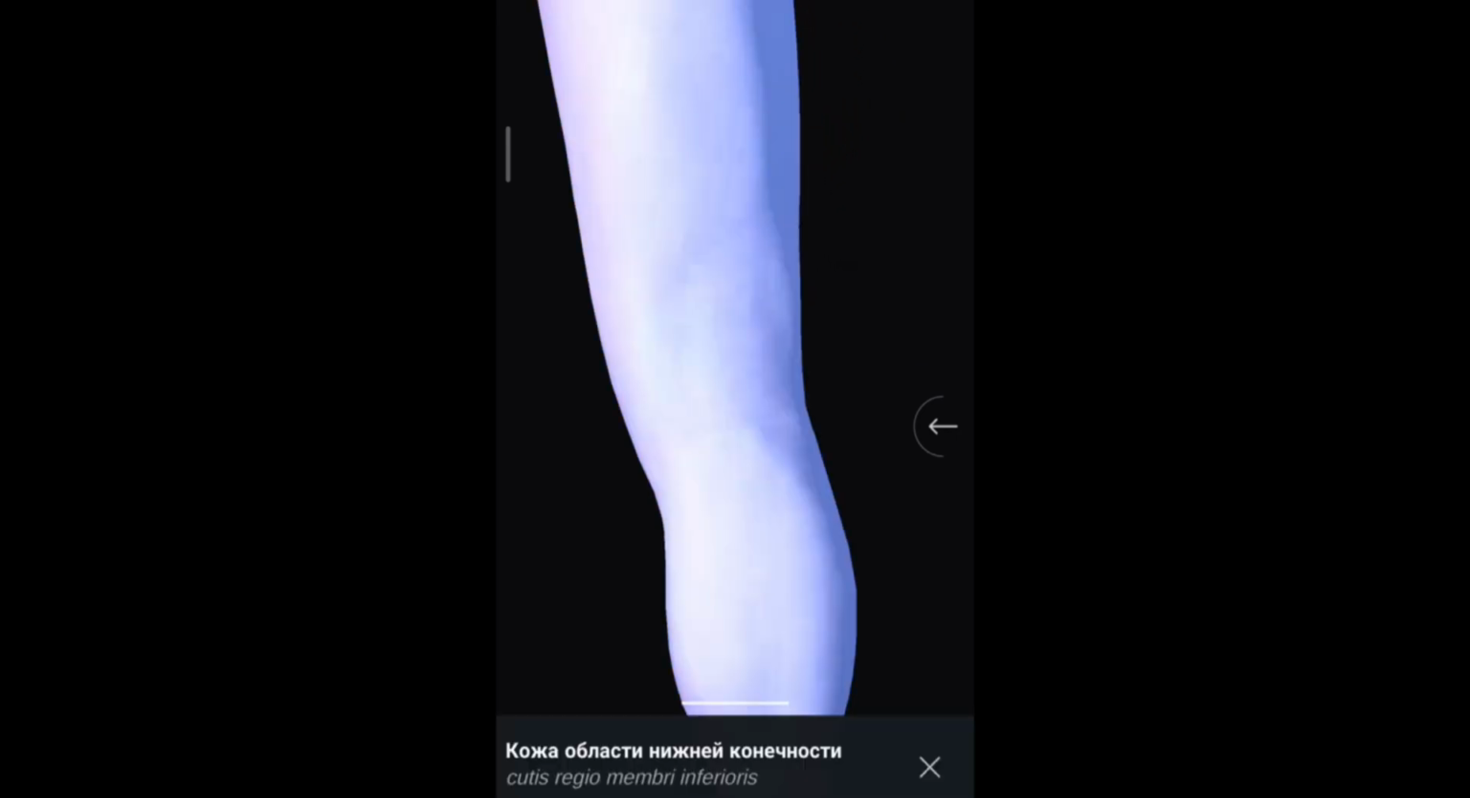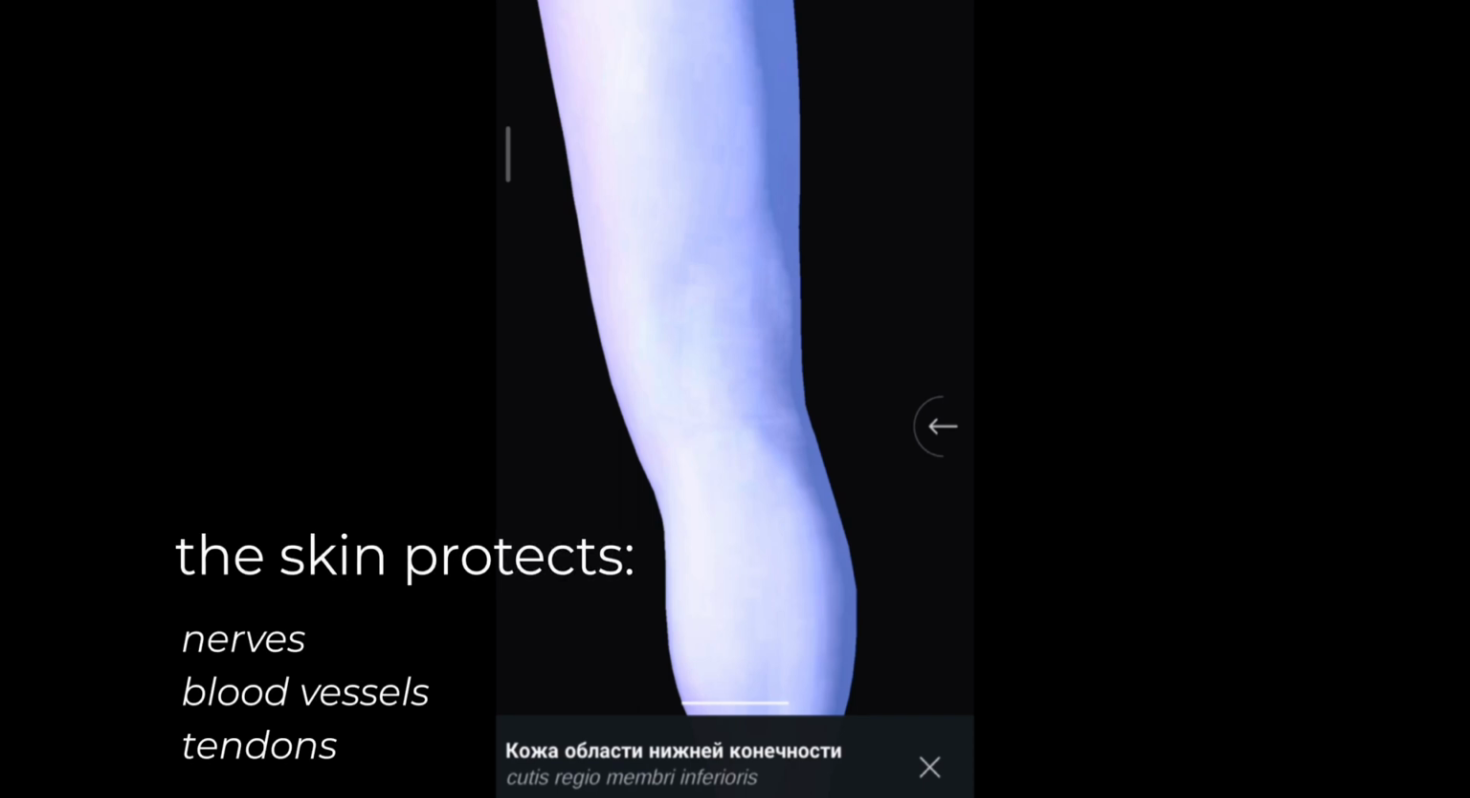The skin of the popliteal fossa refers to the area behind the knee where the skin is thin and delicate. It is prone to irritation and can be sensitive due to underlying structures such as nerves, blood vessels, and tendons. This skin area is important for protecting these structures.